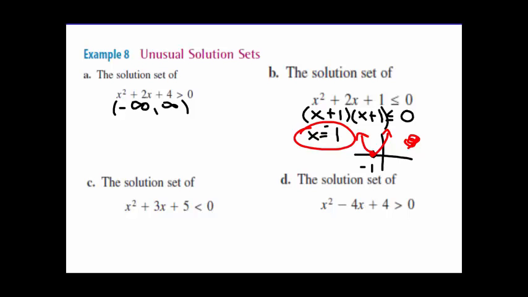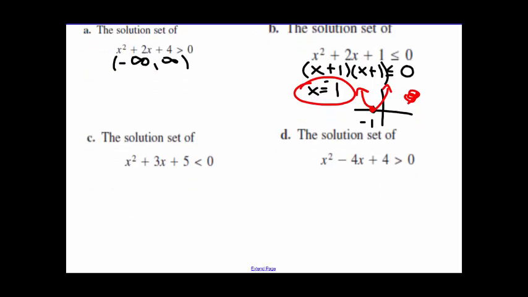Alright, so C. It's the empty set. If you graph it, you'll notice it's asking if it's less than 0. This thing is graphed completely above the x-axis, so it's never below 0. So empty set or no solution.